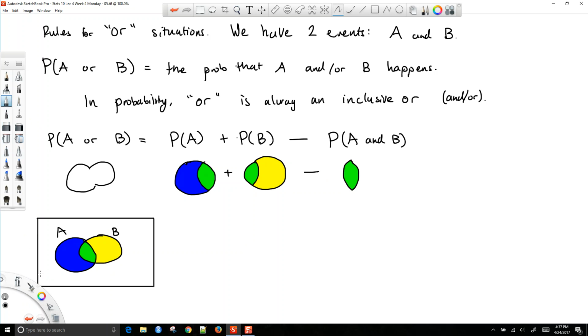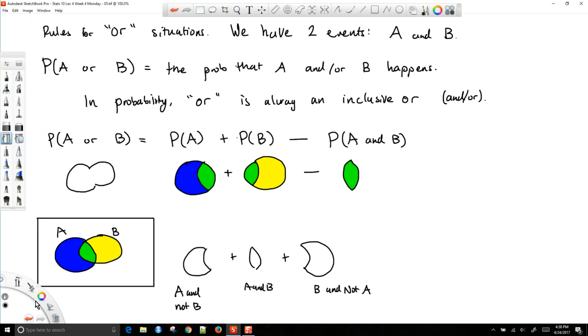Another method is to just add up the pieces individually. We could do this plus this plus this. This is another possibility. This is A and not B. This is A and B. And this is B and not A. That's also possible.